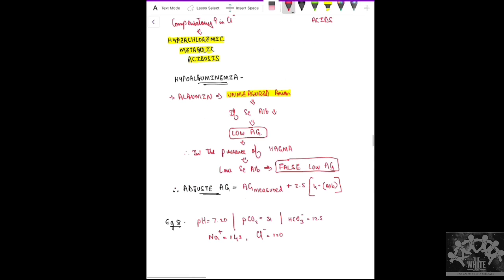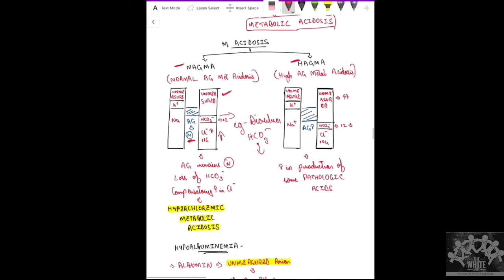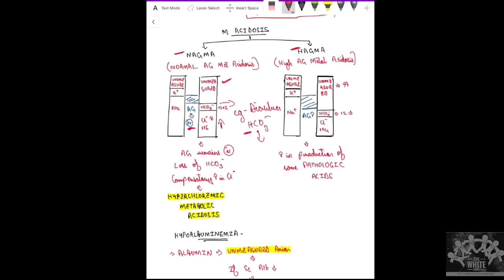So we see that there is normal anion gap metabolic acidosis due to loss of HCO3 minus. So this is one entity wherein there will be loss of HCO3 minus levels and a compensating increase in chloride levels. Since there is also an increase in chloride levels, it is called hyperchloremic metabolic acidosis. And there is one more entity which is called high anion gap metabolic acidosis.